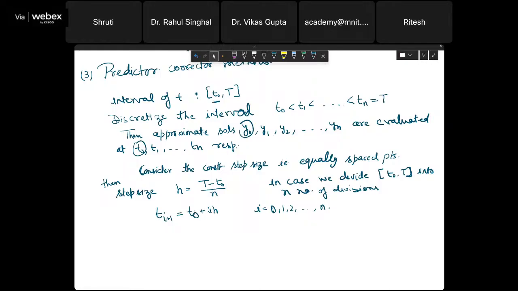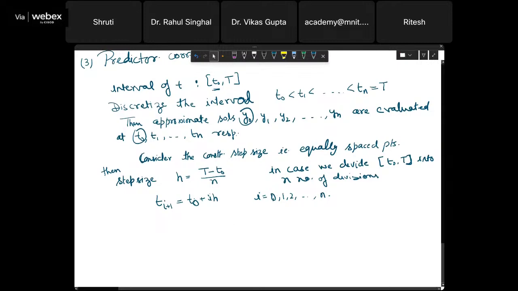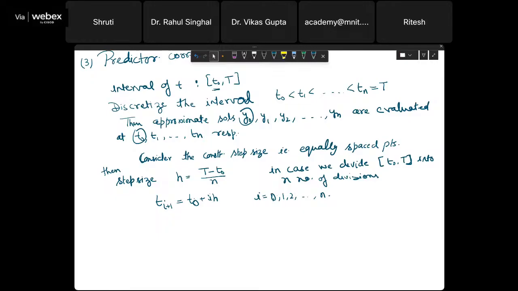Okay. Now, to derive the numerical methods, there can be different ways. Means we can adopt different approaches to construct the numerical methods. But what I'm choosing here is to approach the numerical method for the initial value problem from the perspective of the integral equations, where we will approximate the integrals.